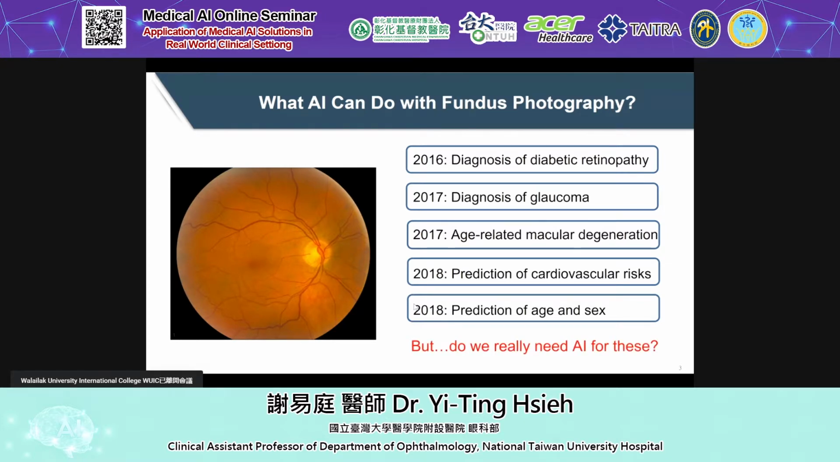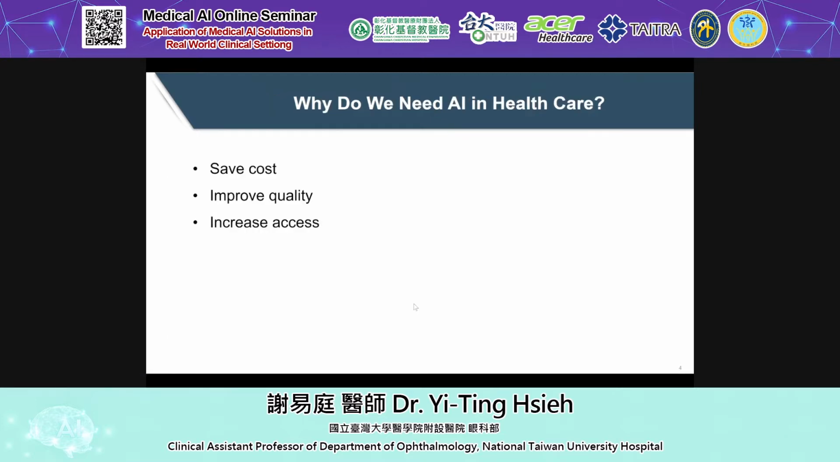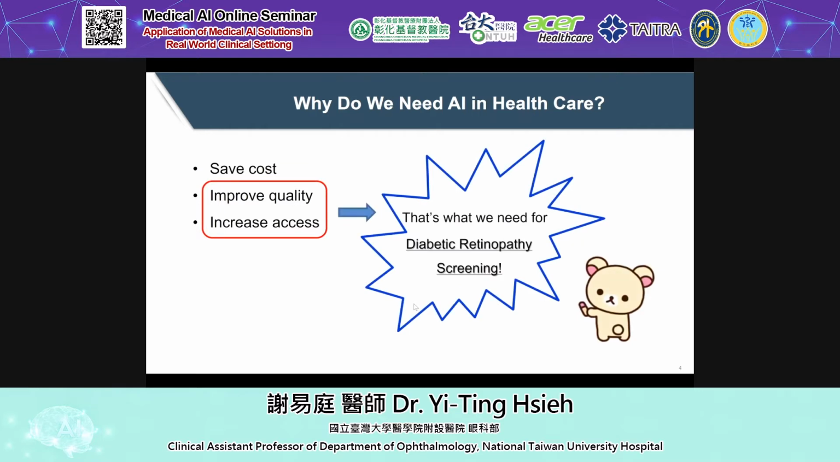But do we really need AI for all of these? Do we really need AI to predict age and sex? If you want to know why we need AI in healthcare, we must look at this point: AI can help us in healthcare if it can help us save cost, improve quality, and increase access. Actually, these are just the problems we are facing when doing diabetic retinopathy screening. So that's why we need AI for diabetic retinopathy screening.